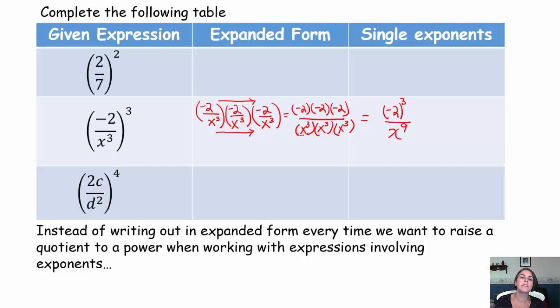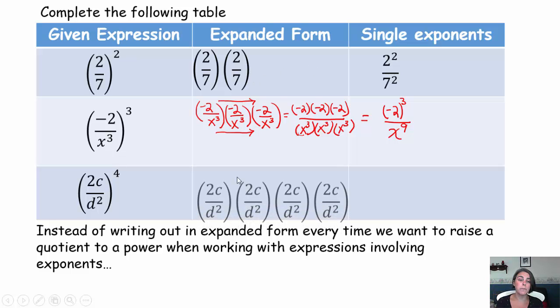All right, hopefully you paused the video. Let's take a look at row 1. 2 sevenths to the second power just means 2 sevenths times 2 sevenths. Multiplying straight across the top, 2 times 2, we can write that as 2 squared. Straight across the bottom, 7 times 7, we can write that as 7 squared.